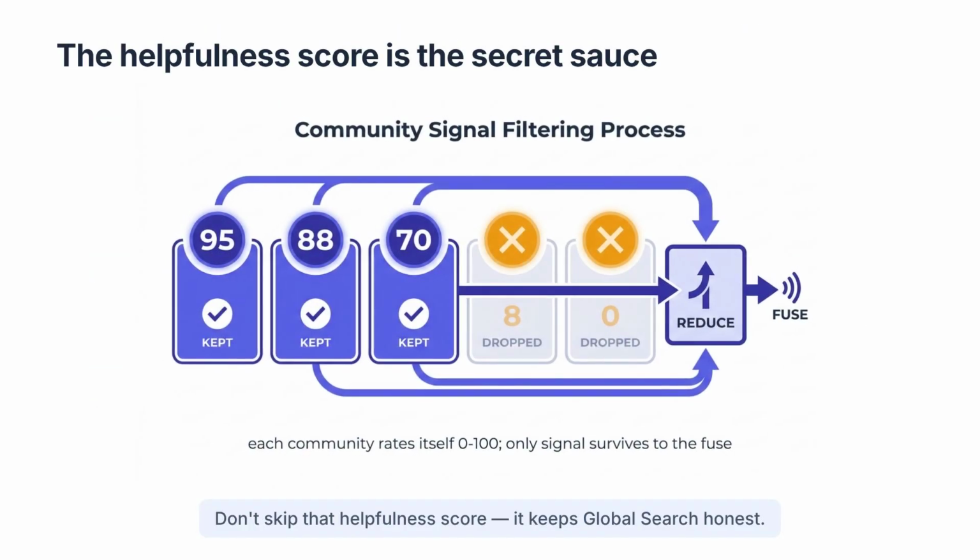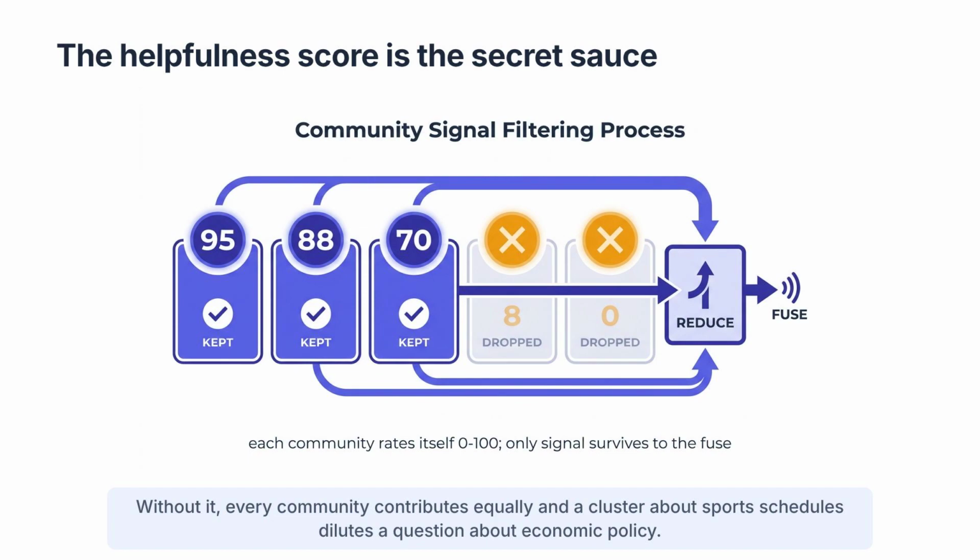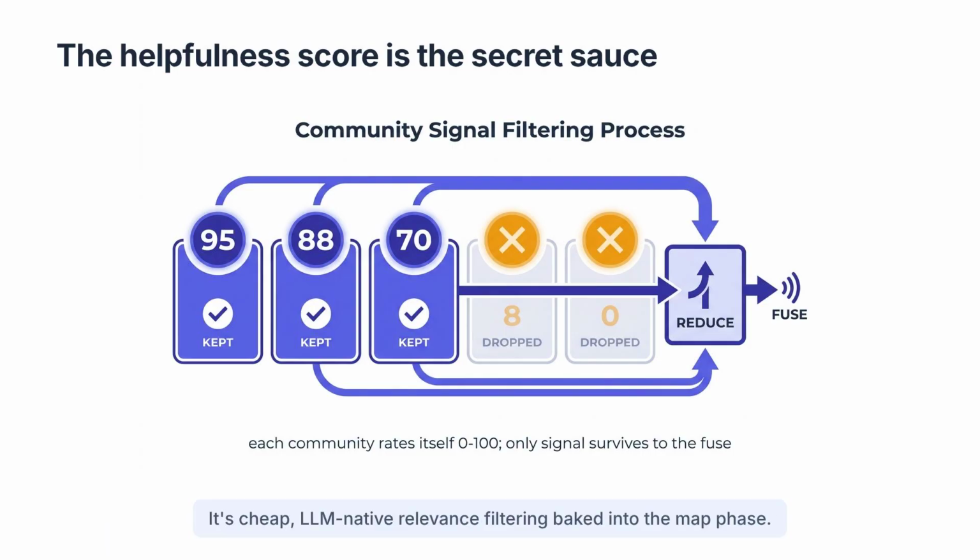Don't skip that helpfulness score; it keeps global search honest. Without it, every community contributes equally, and a cluster about sports schedules dilutes a question about economic policy. By having each community rate its own relevance and dropping the duds, the reduce step only fuses signal. It's cheap, LLM-native relevance filtering baked into the map phase.